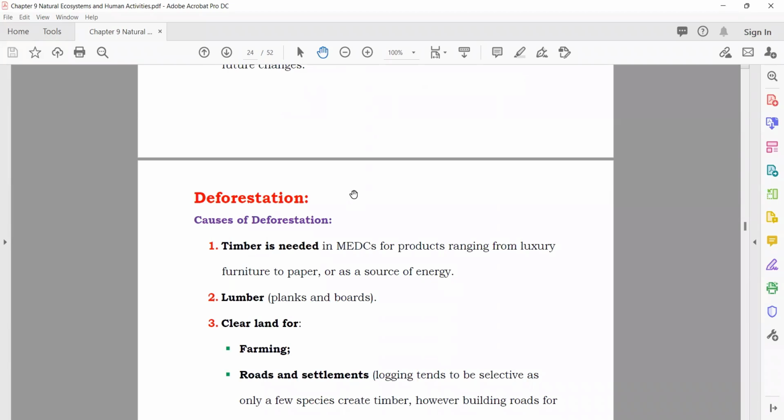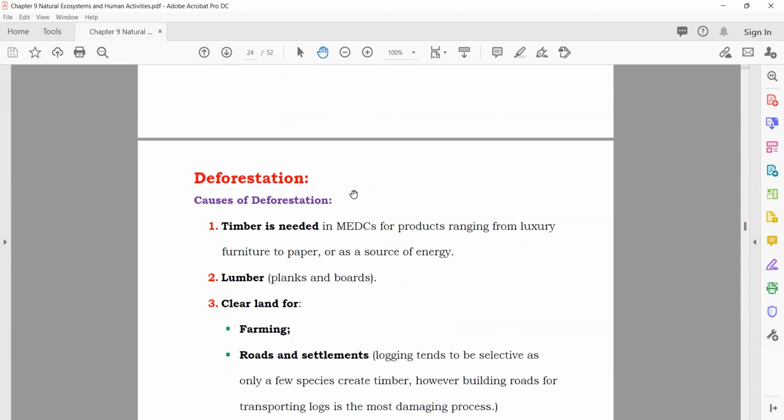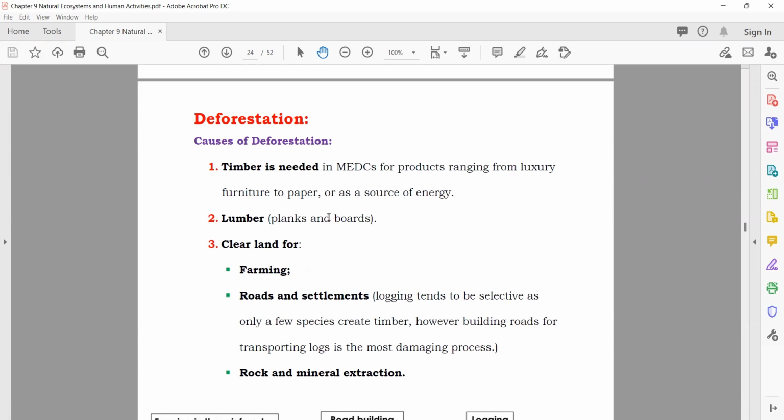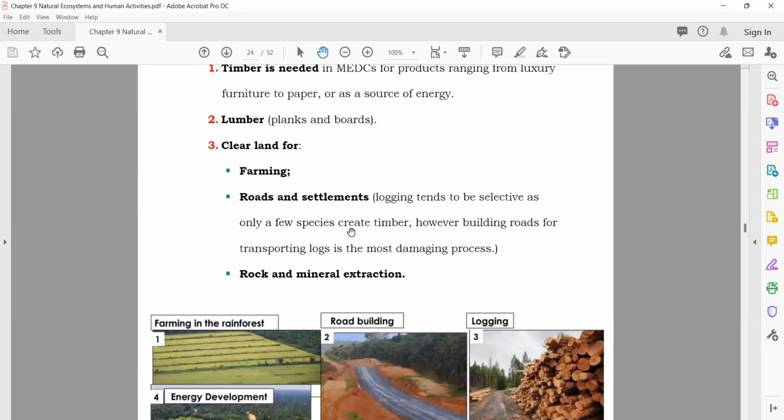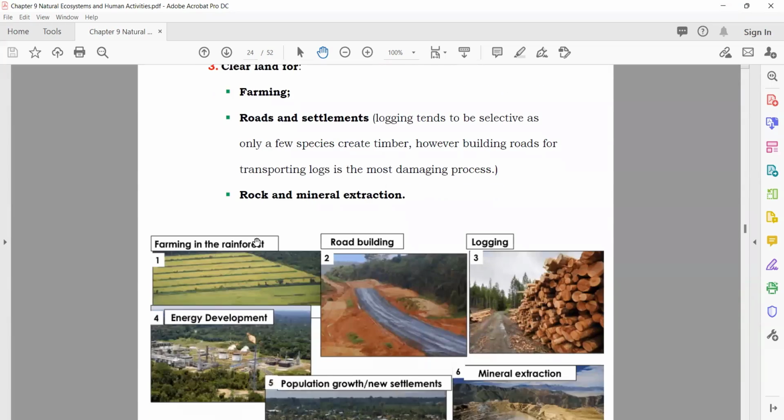After that, you have deforestation. Deforestation means that you are cutting the trees. And what are the causes of cutting the trees? You may need the wood, and sometimes you want to make some kind of furniture. Sometimes you have land, and you will clear it for farming, for roads, for new extensions or settlements.